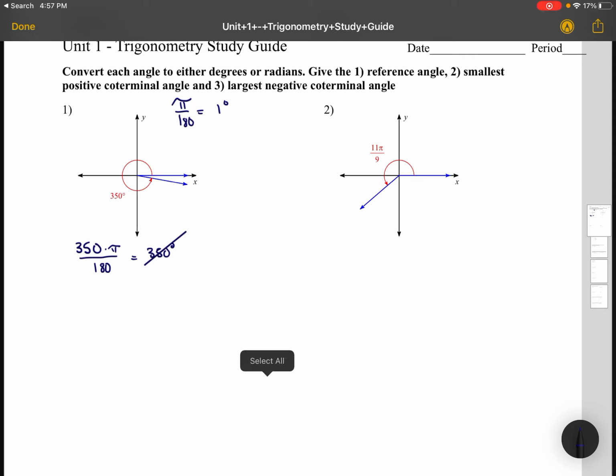We don't need that thing anymore. So now 350 divided by 180, that fraction simplifies to be 35 divided by 18. So 35 pi divided by 18. We can see this angle is in quadrant 4. So for an angle that's in quadrant 4, to get the reference angle, we do 2 pi minus the given angle. So for 1, our reference angle is going to be 2 pi minus 35 pi divided by 18.